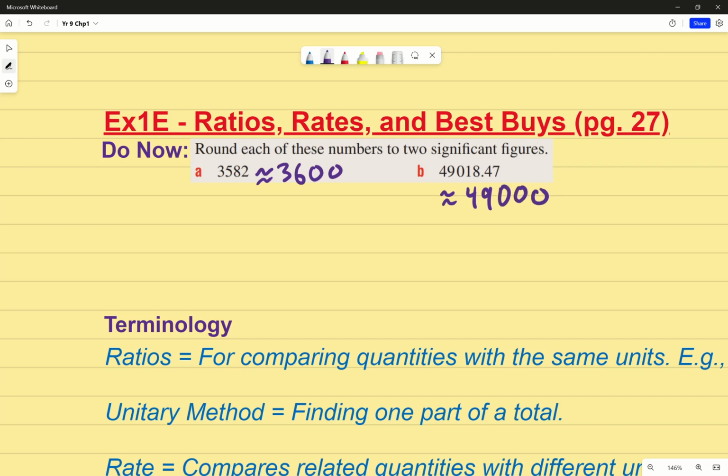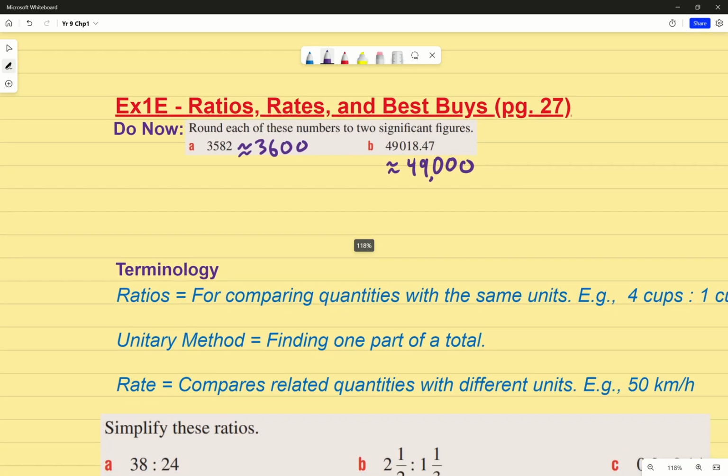If you'd like, you're welcome to add a comma, but just make sure that it doesn't look like a decimal, because that would be incorrect. So 49,000. Any questions about that before I continue? Okay, seems we're pretty set. Let's move on to today's content.